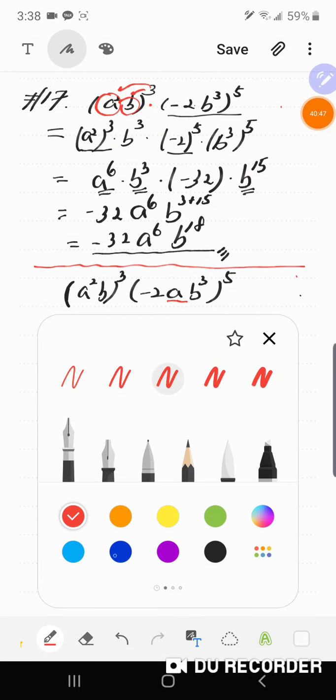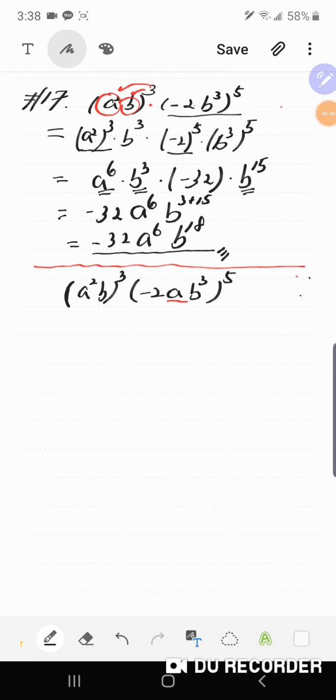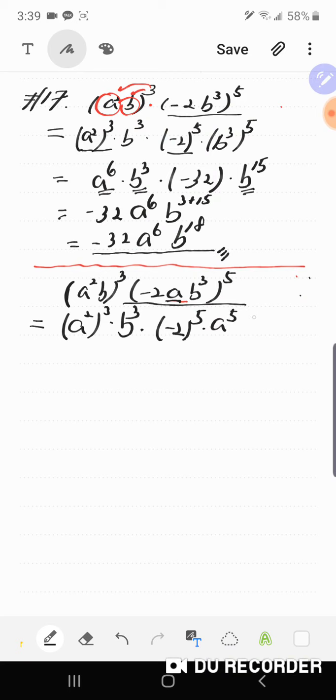Okay, in this example, I copied the question incorrectly too. So here is negative 2 times a times b cubed, but I omitted this variable a. So let's do it again. So this means the first factor in the base is raised to the 3rd power, b is raised to the 3rd power. From the second exponential form, negative 2 is raised to the 5th power, a is raised to the 5th power, b cubed is raised to the 5th power.